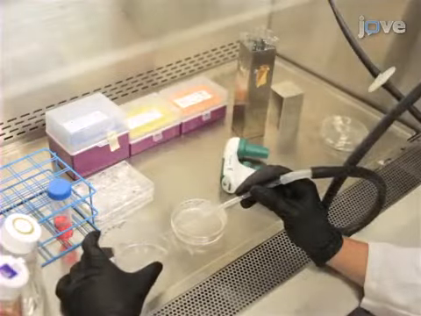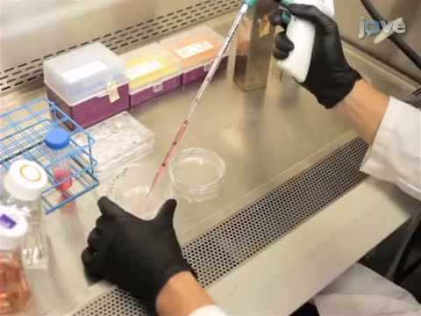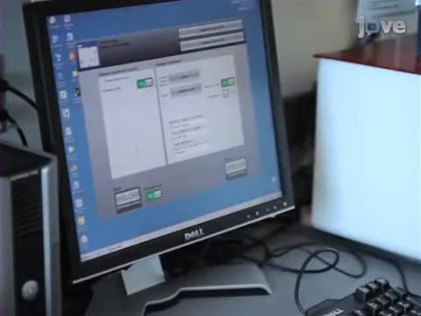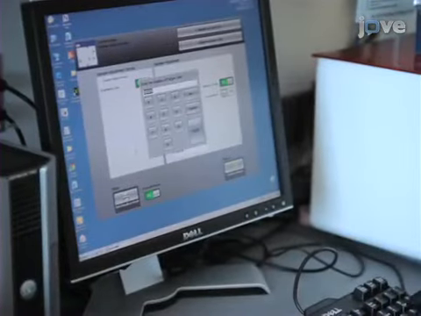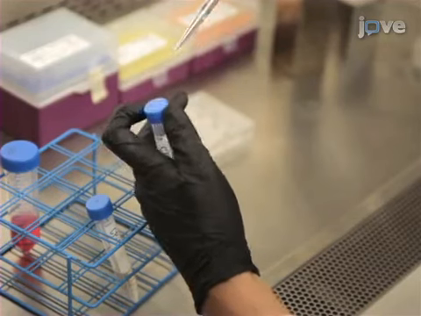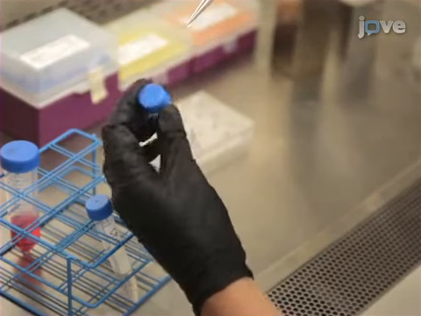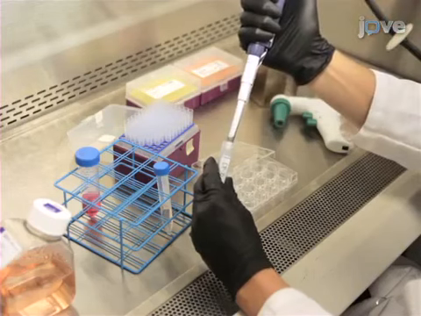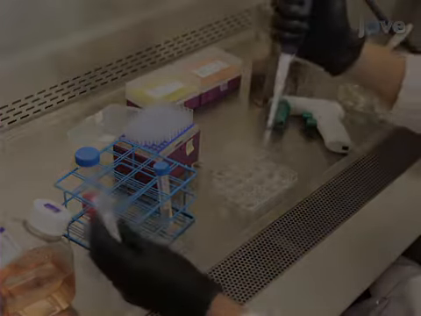Next, trypsinize the immortalized BE cells. Count the cells using an automated cell counter or a hemocytometer. Subsequently, dilute the cells in culture media to a concentration of 20,000 to 40,000 cells per milliliter. Then, place 1 milliliter of cells into each well containing a cover slip.